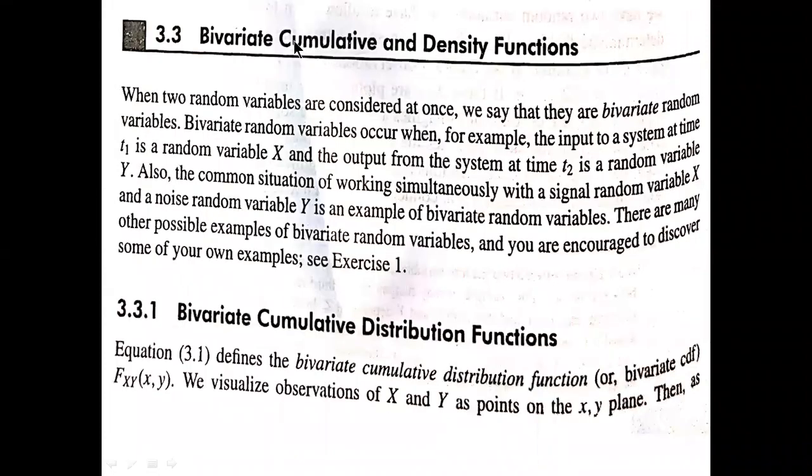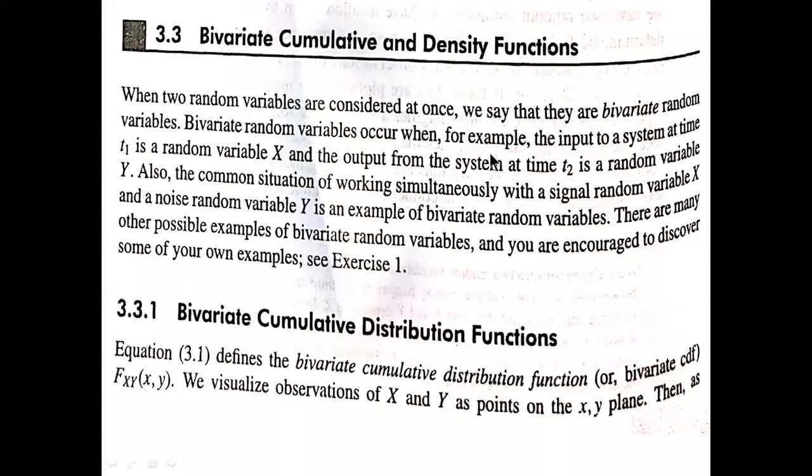Now let us consider the cumulative distribution function, CDF, as well as the probability density function for the bivariate case. Then we can extend it to the multivariate case. When two random variables are considered together, we say that they are bivariate. Bivariate random variables occur when, for example, the input to a system at time t1 is a random variable X.